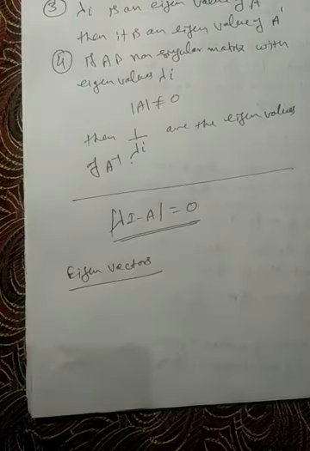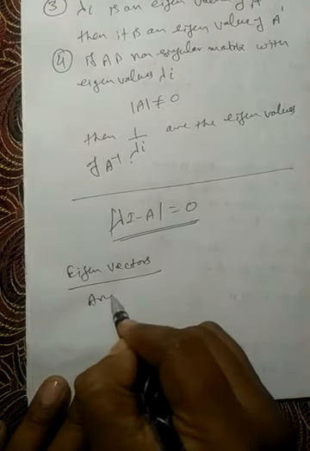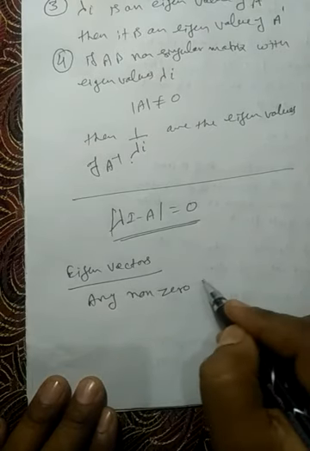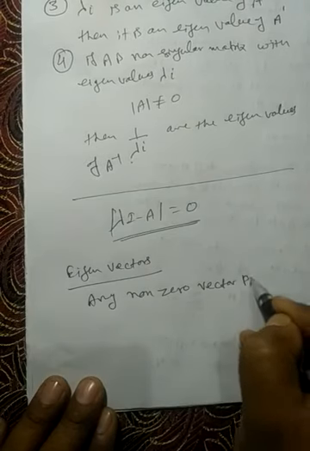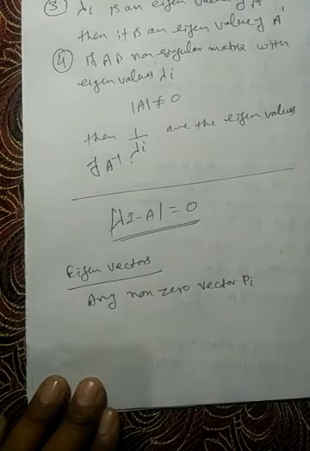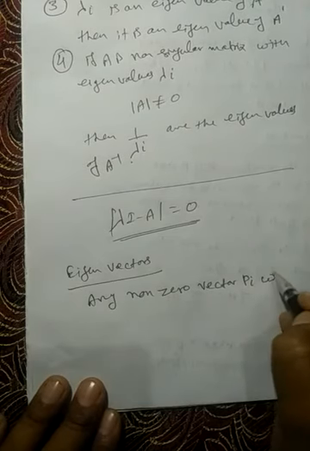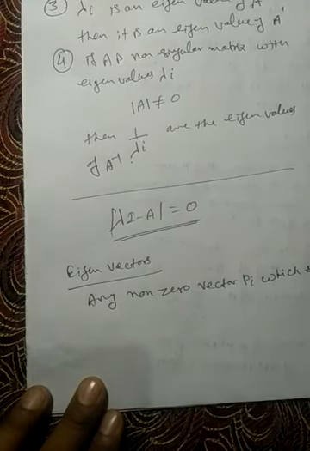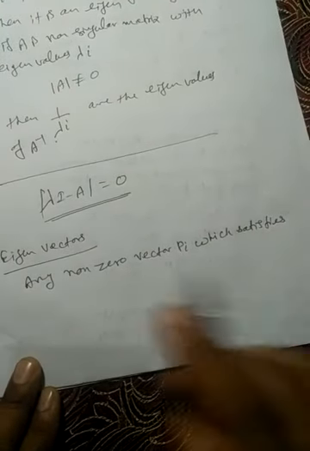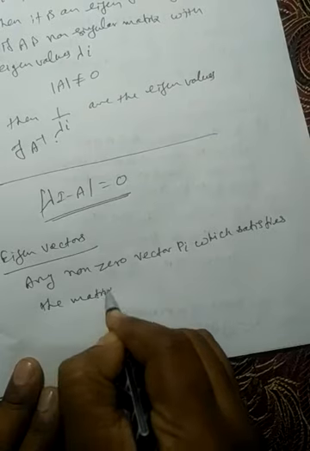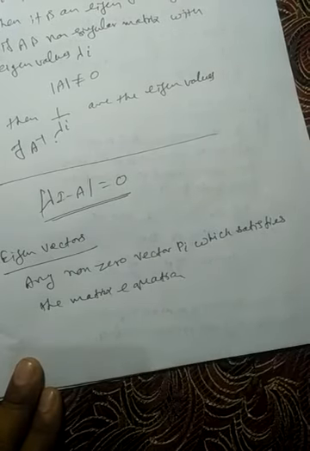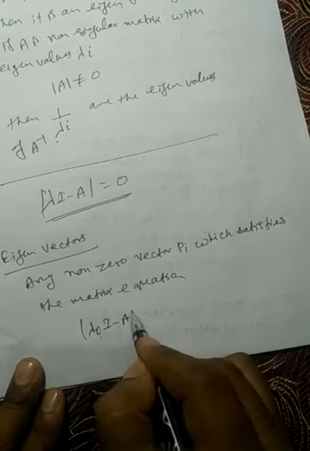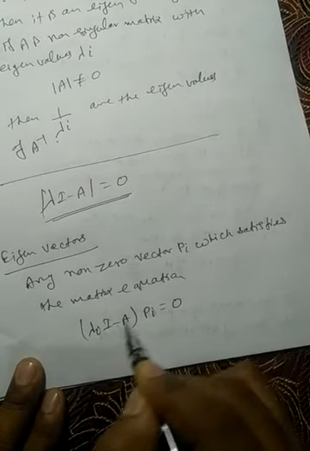Eigenvectors. Any non-zero vector Pi which satisfies the matrix equation lambda i I minus A, Pi is equal to 0.